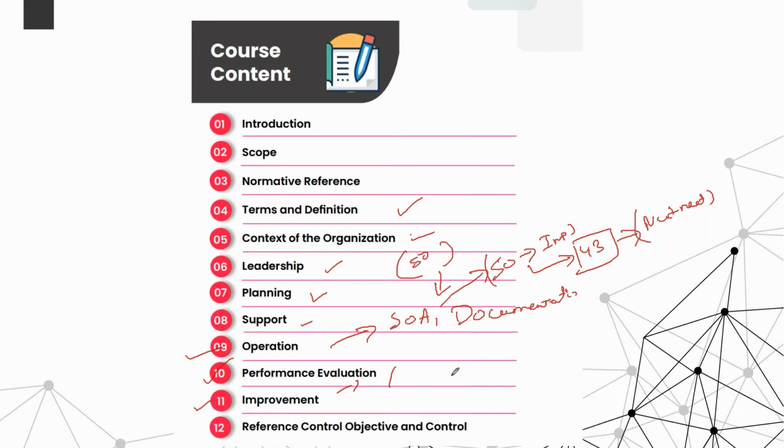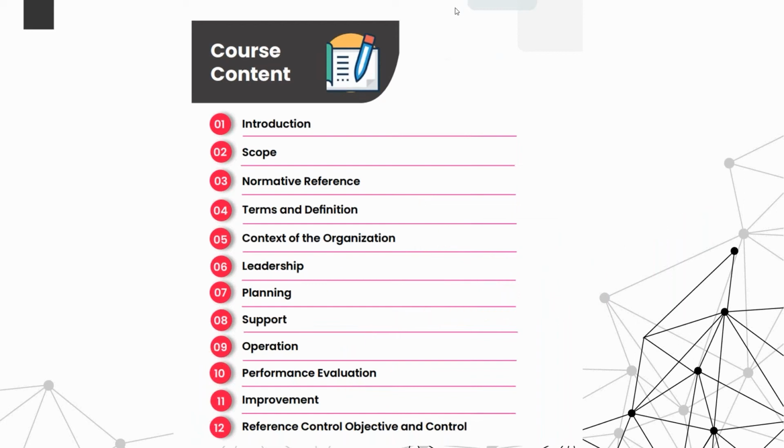If any non-conformity has been declared, then how to treat that non-conformity. Okay, that is your continual improvement, prepare a plan for it. Okay, then last we have your stage number 12, which is talking about your reference, control objective and other controls. Okay, what reference you are going to take, what controls you have implemented, each and everything we are going to discuss. Okay, so this is just a small overview of the course content which I had prepared.